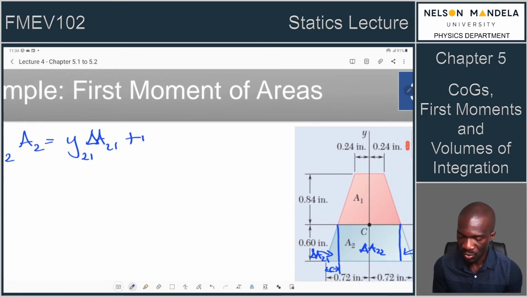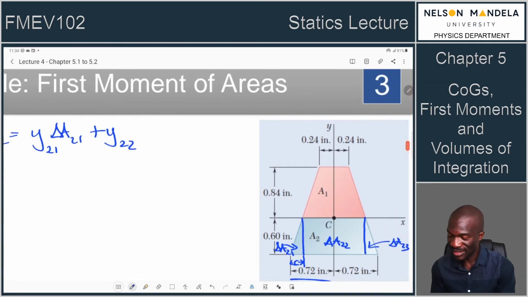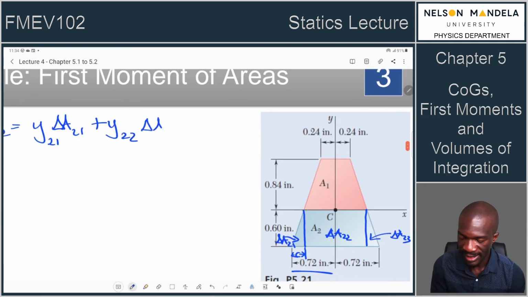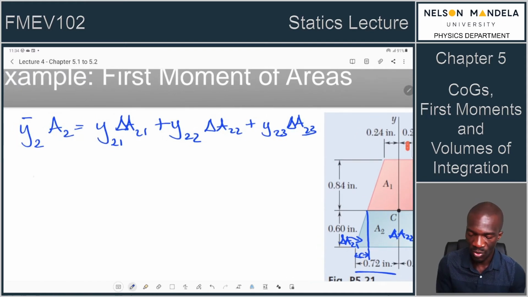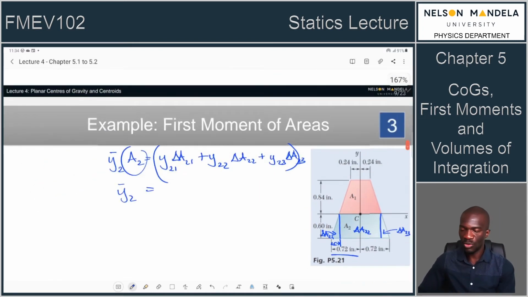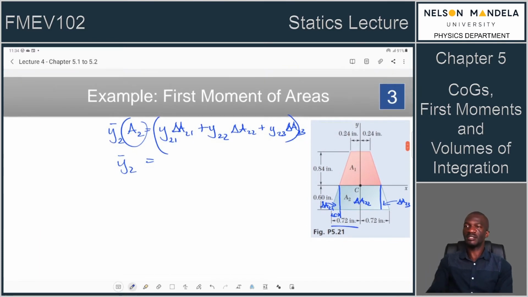And then your y22. Remember, these y's for this second area are below the x-axis, so these would be negative. Don't forget that we are looking at position, right? Then your delta area 22, and then plus your y23 delta area 23, and you would find then your y2 bar by simply dividing all this by your A2. Perfect. So that is how you would use your equations for the first moment of areas.